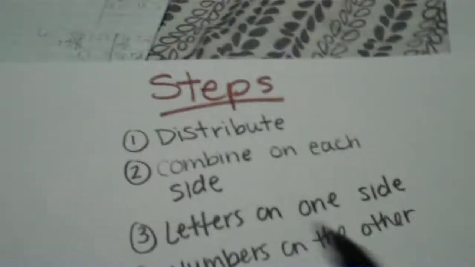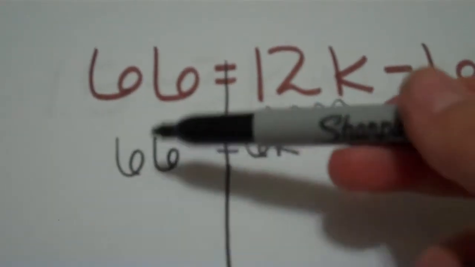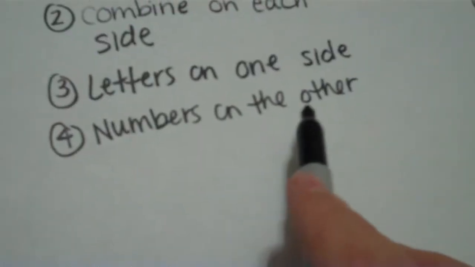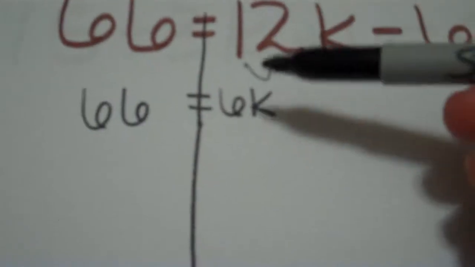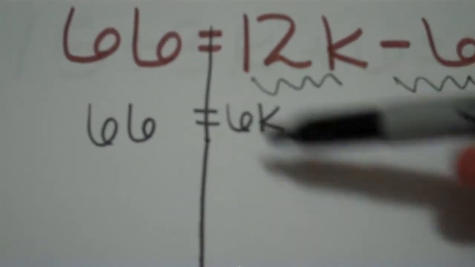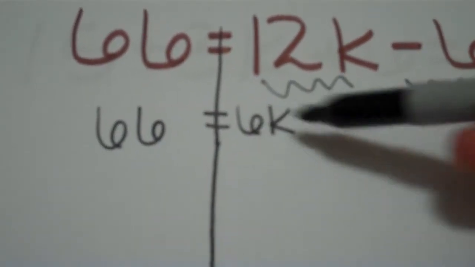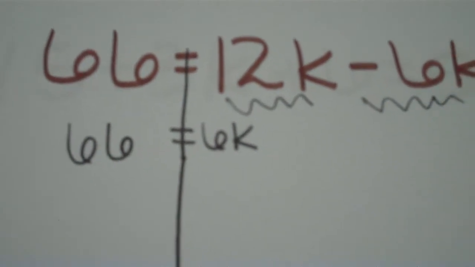Okay? The next thing is letters on one side. Well, I have a K here. Is there a K over here? And you're going to say no. Well, then I only have one letter, so I'm good. And the next thing is numbers on the other, which just means what you've been doing. Your K, I have my best friend here. I need to kick him out. Side by side means multiplied. So the opposite of multiplying by 6 is dividing. This should look familiar. Okay?